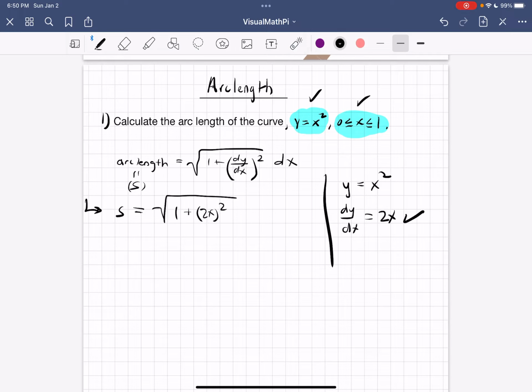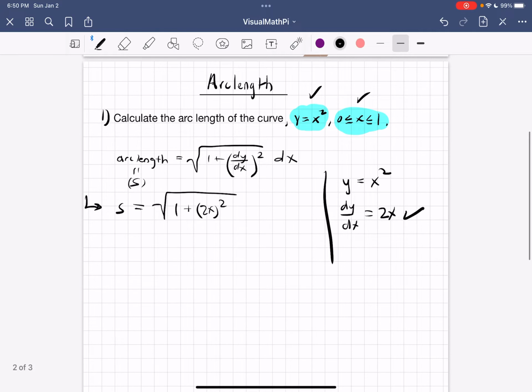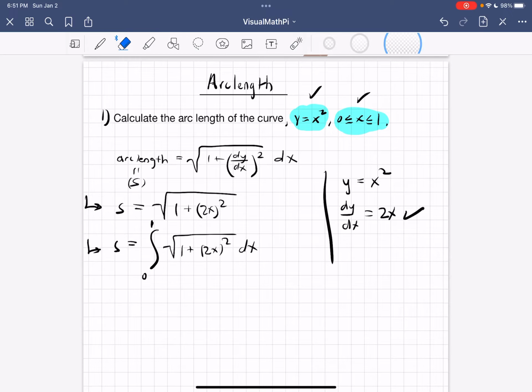Now that we have that in there, we have to incorporate the integration portion, which essentially looks like this. S is equal to the integral from 0 to 1, which are the given bounds, of the square root of 1 plus (2x) squared dx. And now what we have to do is just take the integral of that. Let me erase this stuff on the side so we can have a little more space.